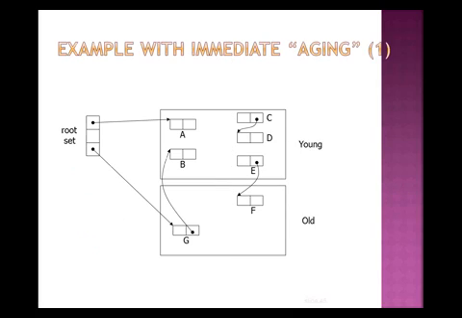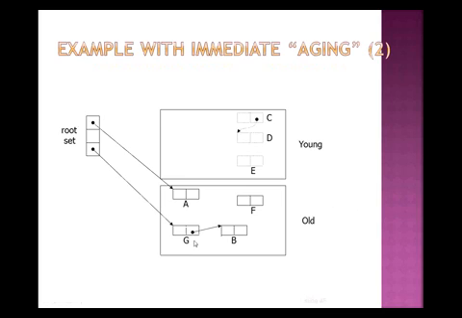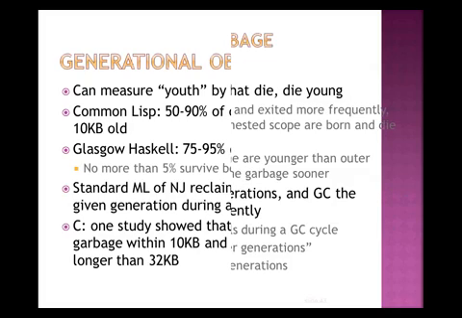Now, examples with immediate aging. There is the young and the old. Now A and B become old. This is the youngest one from the from space. This is the from, this is the to, this is the middle generation, this is the from, this is the to, this is the older generation. That is, dividing the main generation into multiple parts. So this diagram is an example that shows the observations.